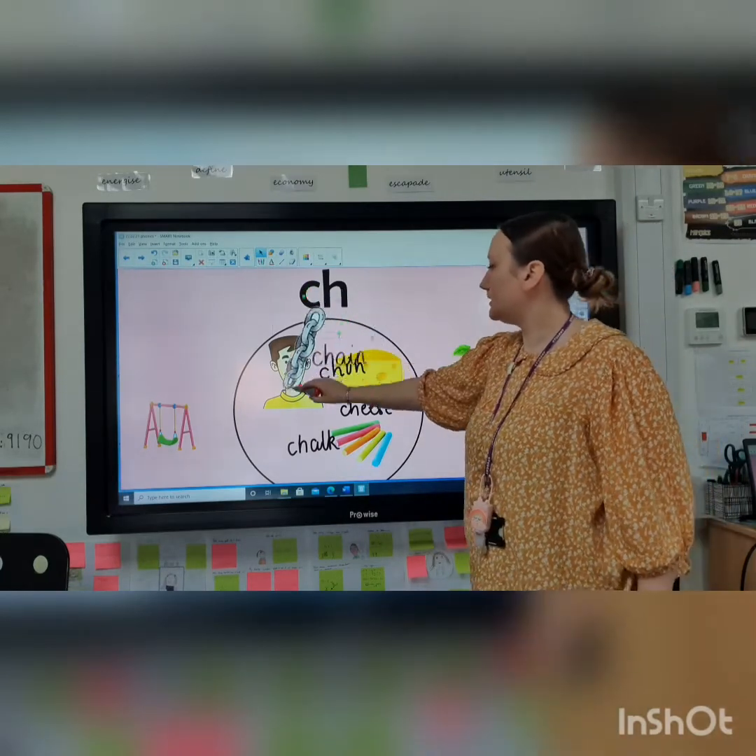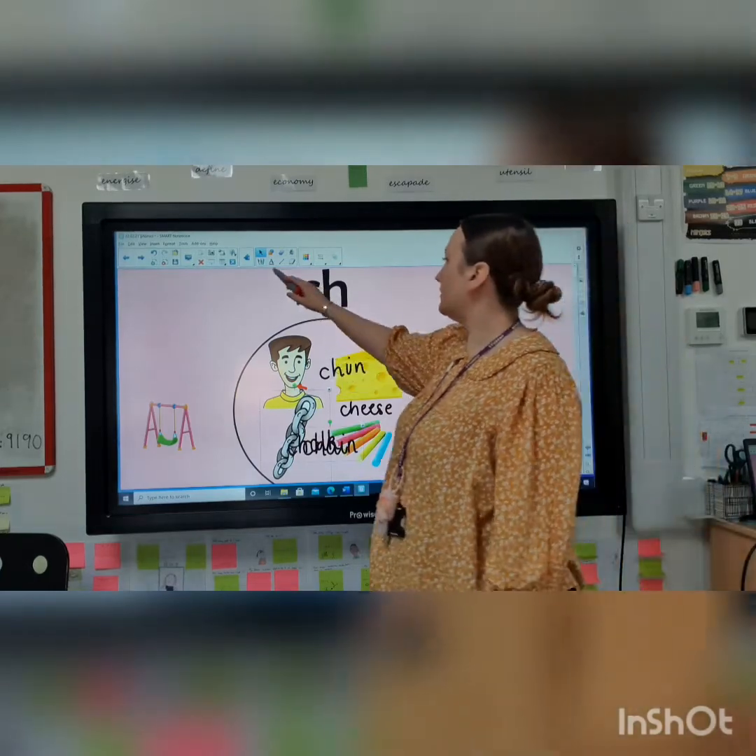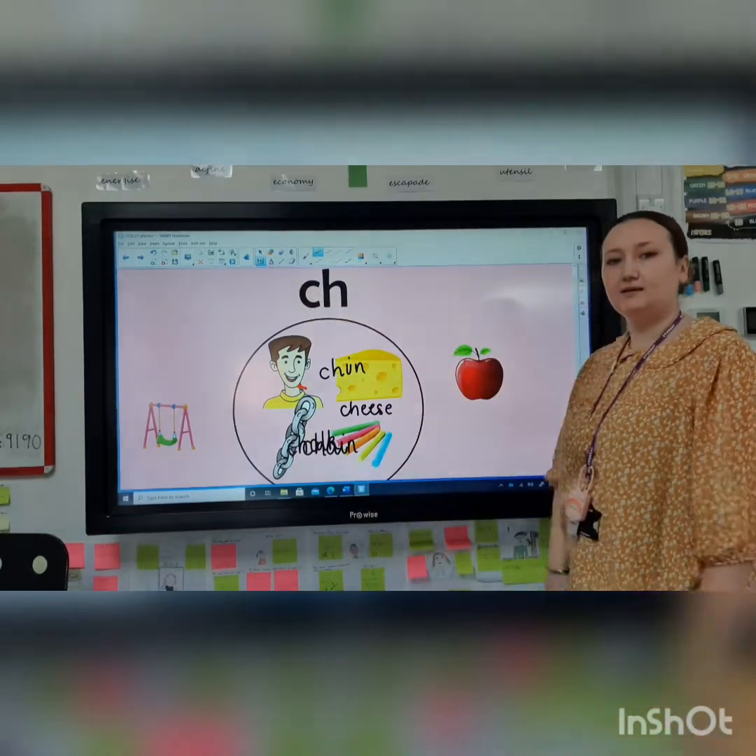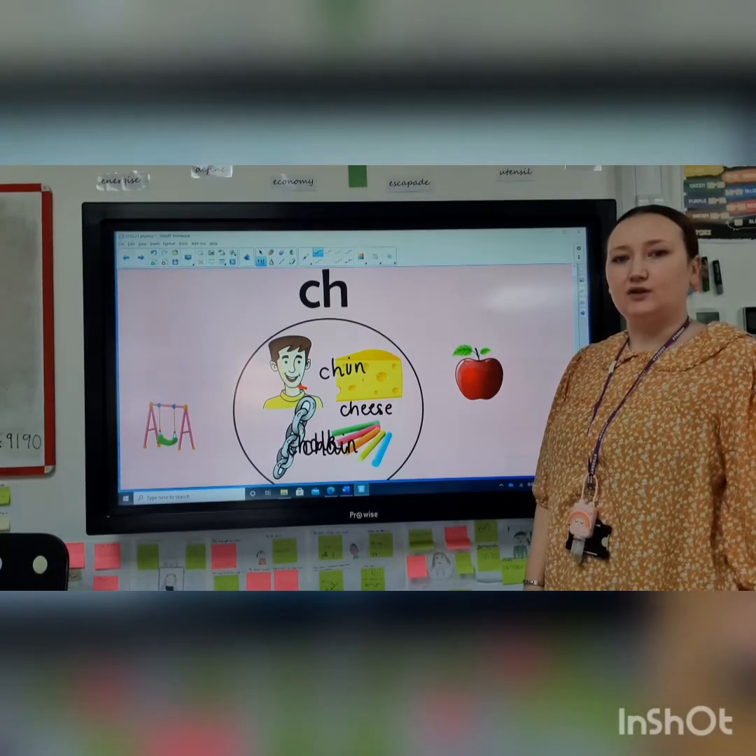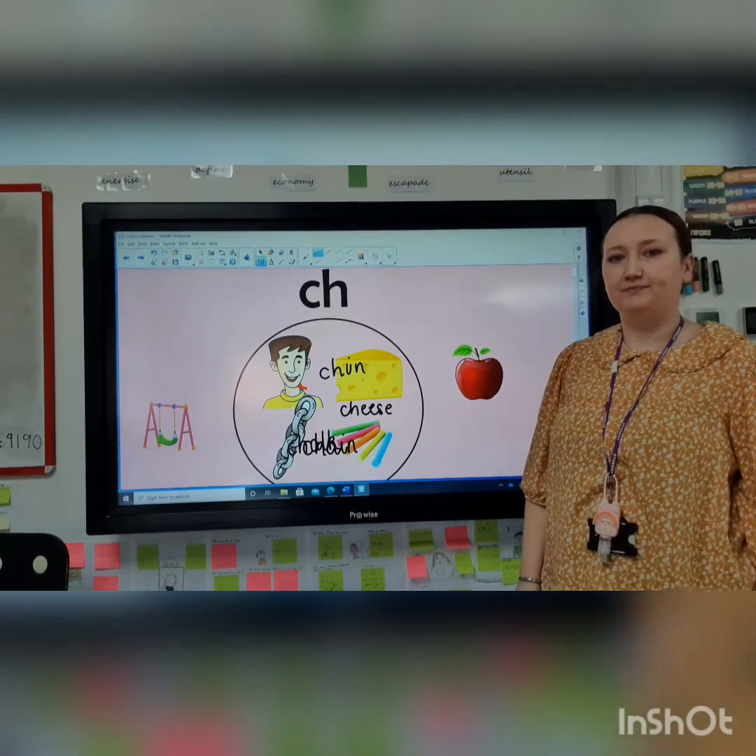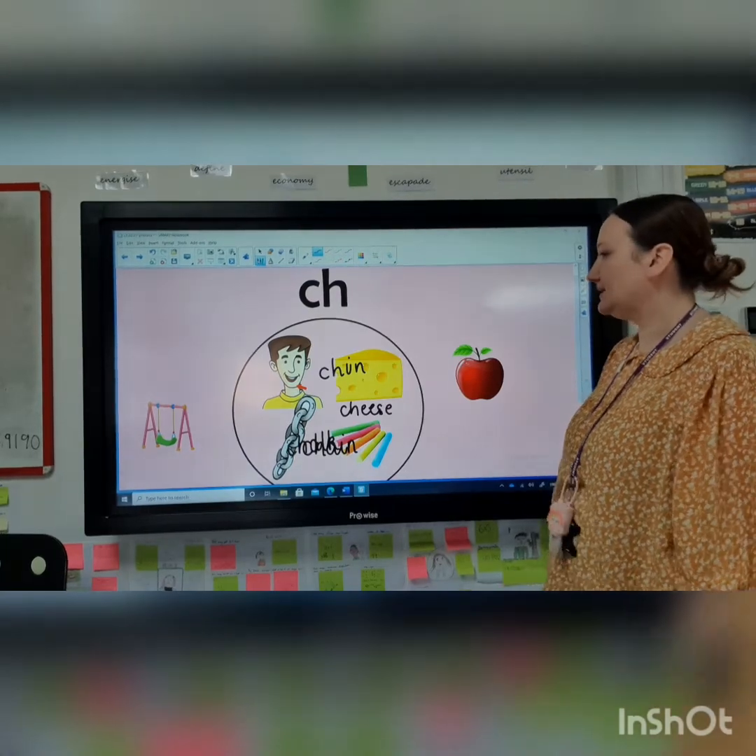Oh. Let's put the chain in the circle. And lastly, we've got here an apple. Does apple have a ch phoneme? No, it doesn't. It's an apple.